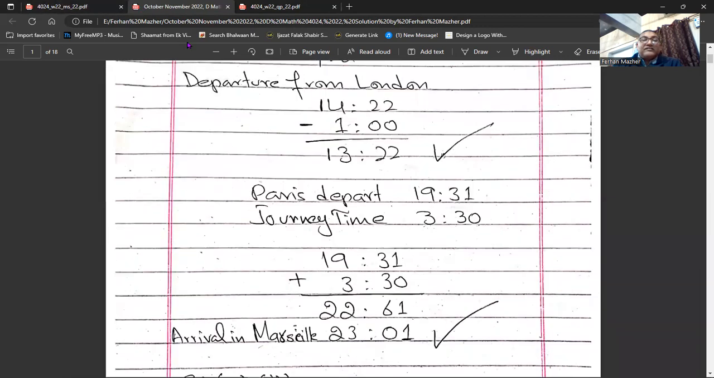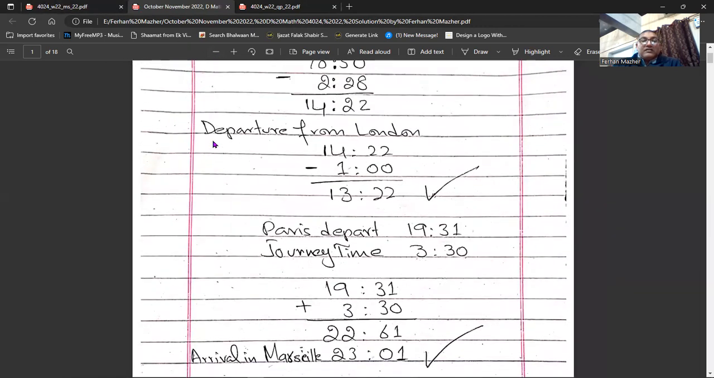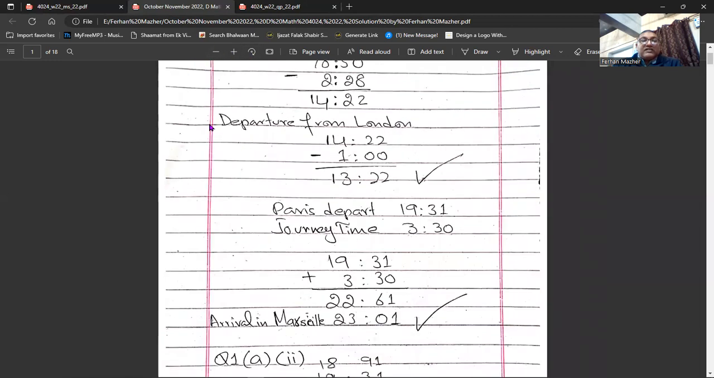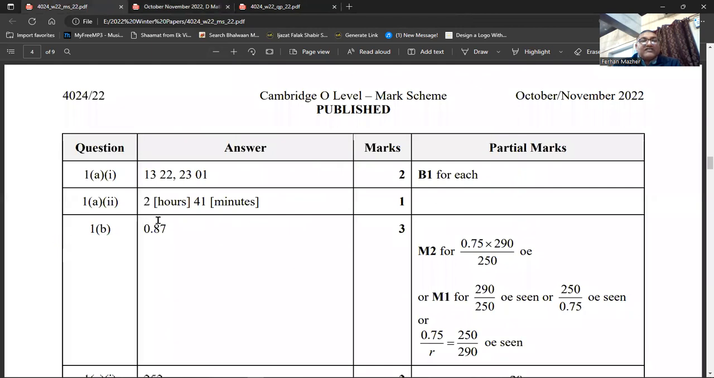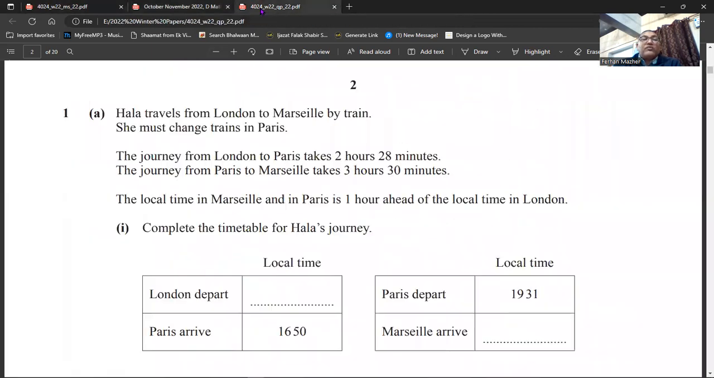So this is the whole question. Let's check the answer: 13:22 and 23:01. So this is the solution, question number 1, part A.